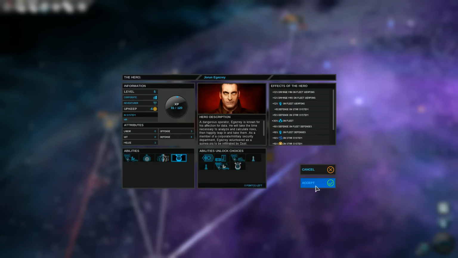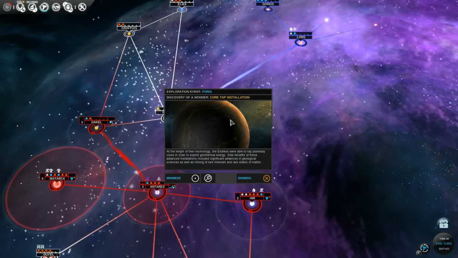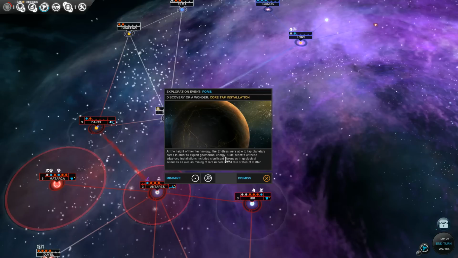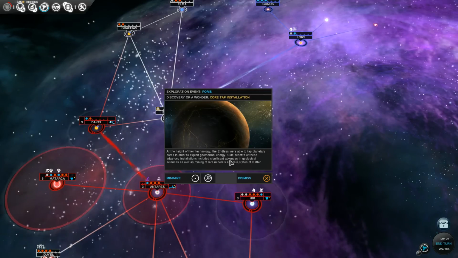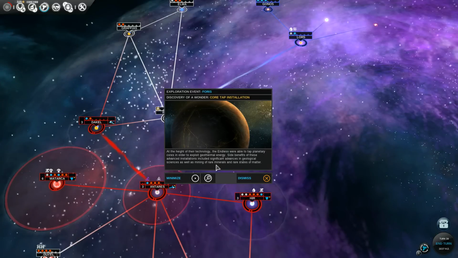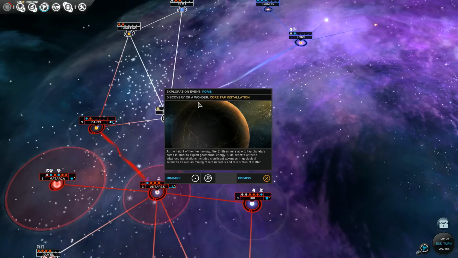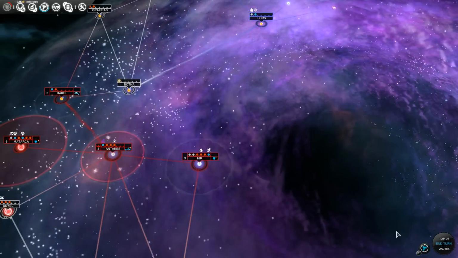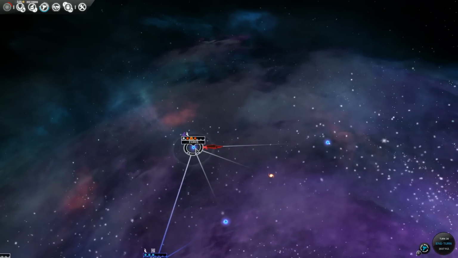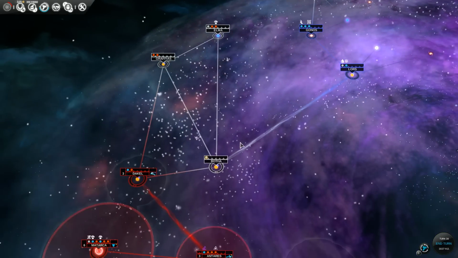Okay, yeah, let's grab that. Alright, core tap installation. At the height of their technology, the Endless were able to tap planetary cores in order to exploit geothermal energy. Side benefits of these advanced installations included significant advance in the geological sciences as well as mining of rare minerals. Alright, so we have found yet another wonder. And that was in Forest? Core tap installation, plus 10 approval on planets. Okay.